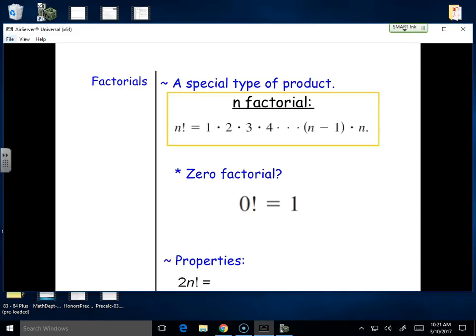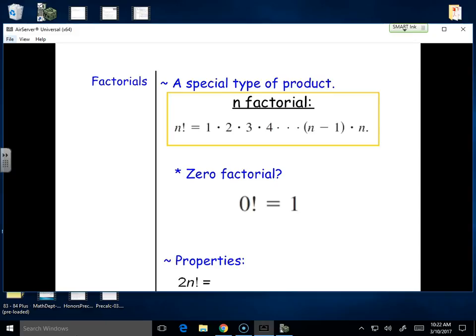Factorials. It's not just n. What is it? What does factorial mean? It's the product of all the previous. What kinds of numbers are those? 1, 2, 3, 4? Integers. Good. All the previous integers starting from 1, ending at the number whose factorial you're talking about. This one is counting up: 1 times 2 times 3 times 4 all the way up to n.